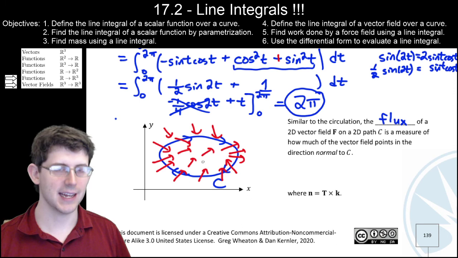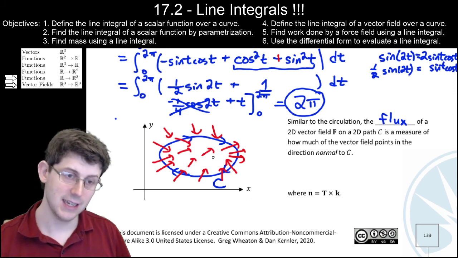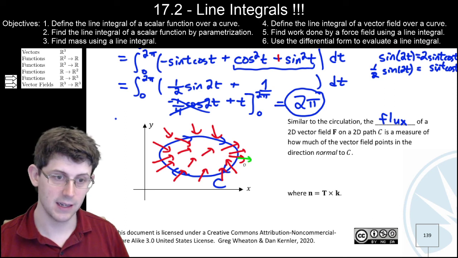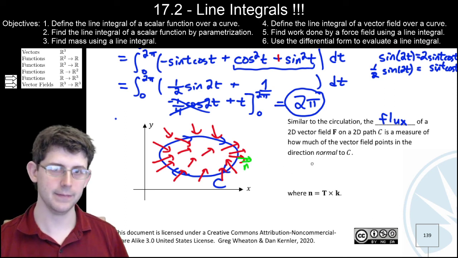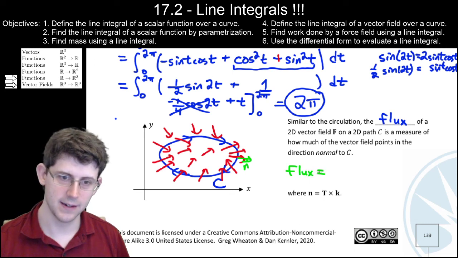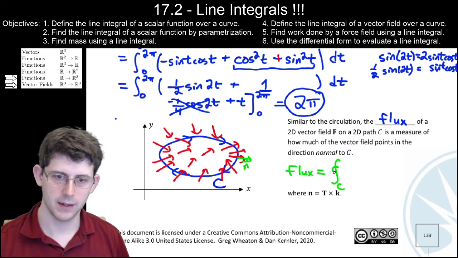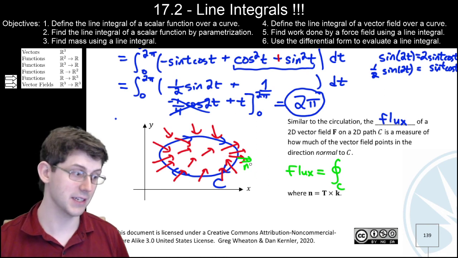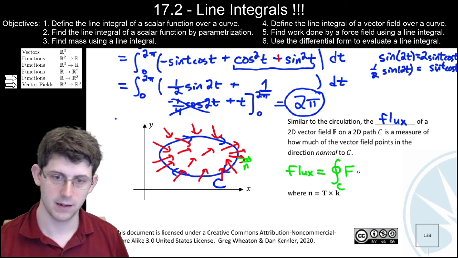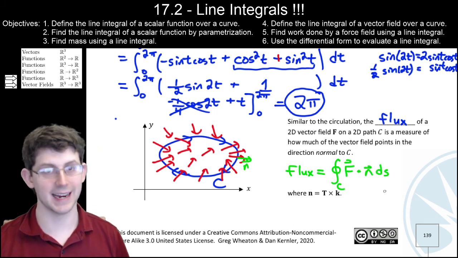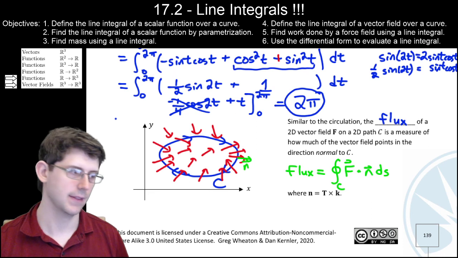So now instead of asking whether they agree with the direction of C, we're going to ask whether they agree with the normal vectors to C. So instead of F dot dr, we're going to add up, we want to know if the vector field is pointing the same way as the normal vector. So we'll do F dot n ds.